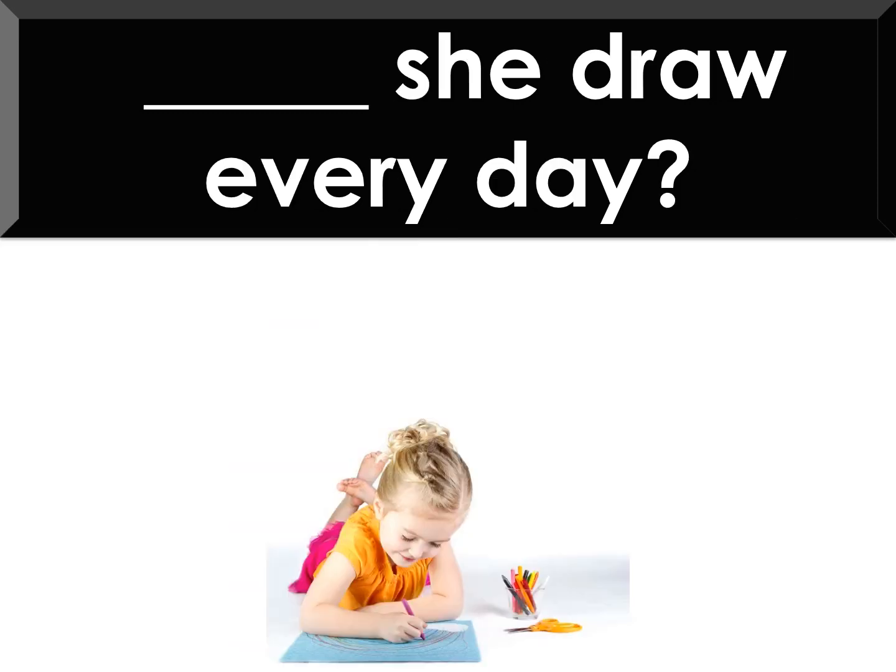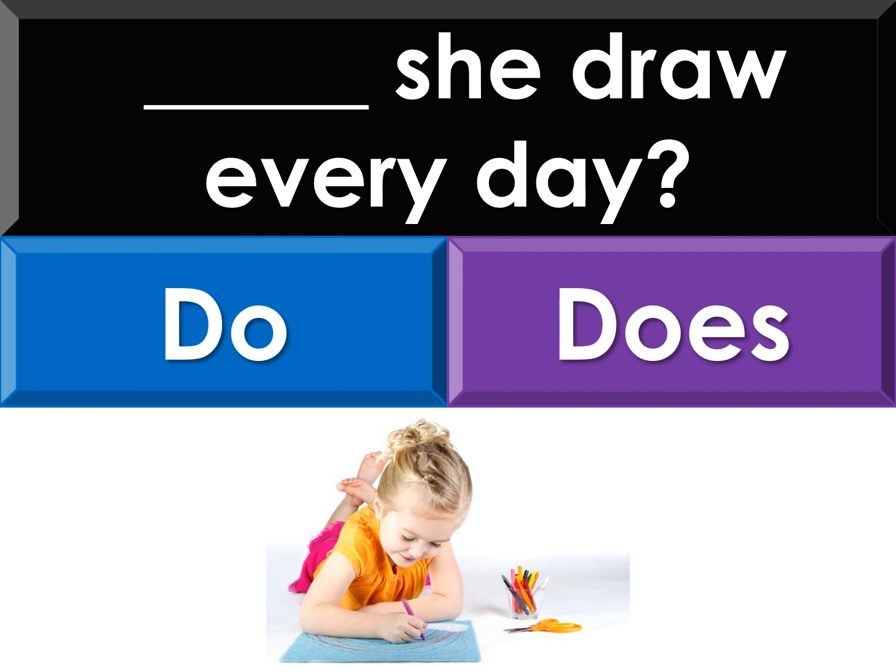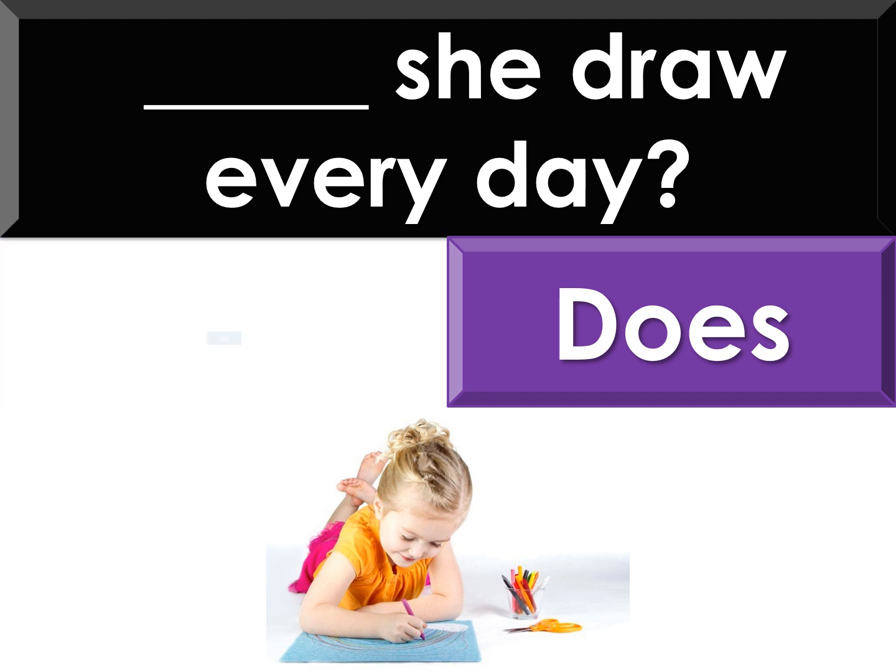Here's another one. Do or does? Pick one. Blah blah blah, she draw every day. Are you going to pick do or does? If you picked the right one, you picked the purple one. Does she draw every day? Say it one more time after me. Does she draw every day?